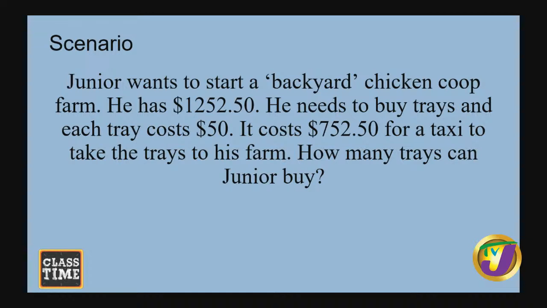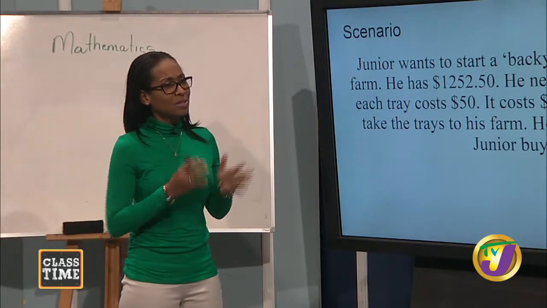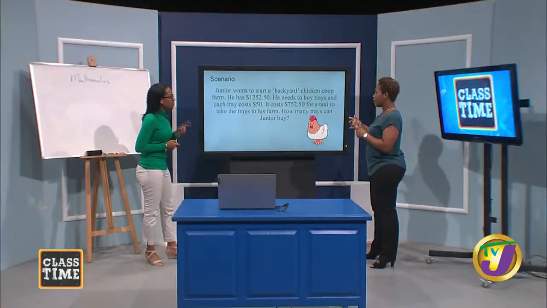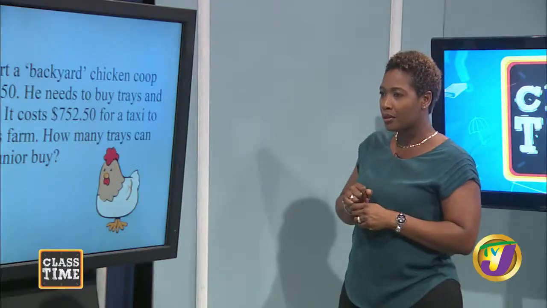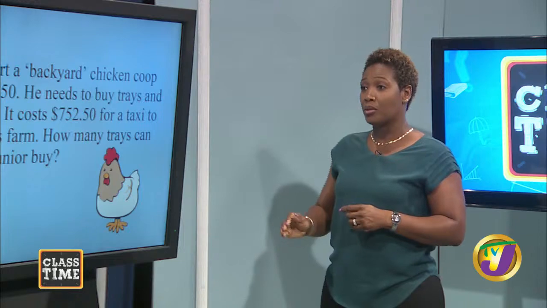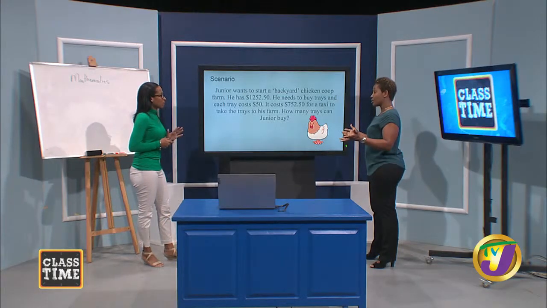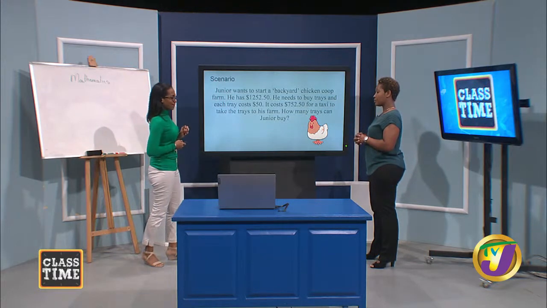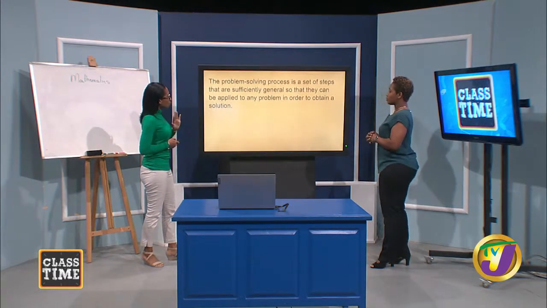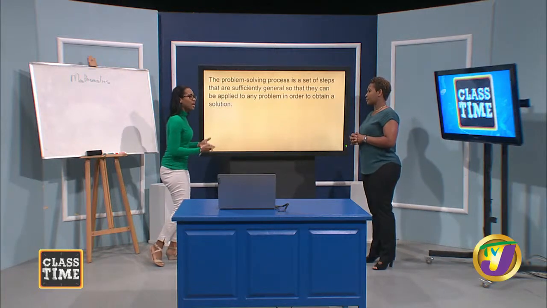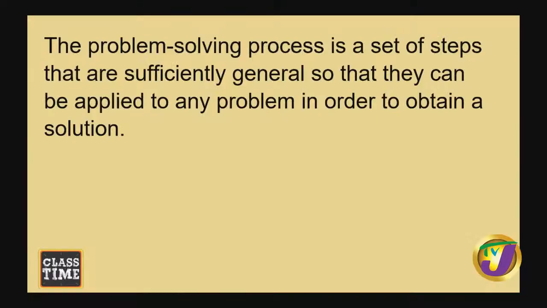What do you think we really looked at here? We started out with Junior having a what again? He had a problem. He wanted that chicken coop, and he had a specific amount of money to get some trays. And so we're just going to put it now in writing. Here we know that we're looking at problem solving, and we spoke about a process that entails Junior having the problem and such.